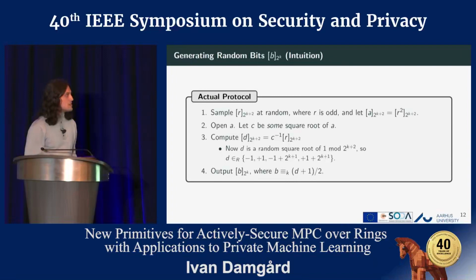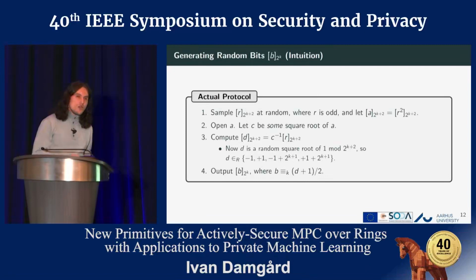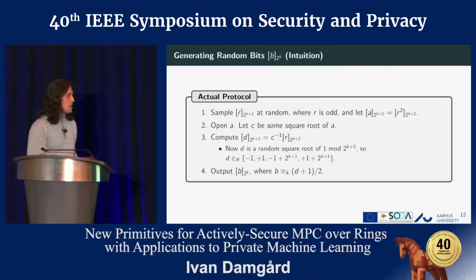But now the difference is that we have this mathematical theorem which says that if D is a square root of 1 modulo 2 to the k plus 2, then maybe D is not minus 1 or plus 1, but it's not so far from that. So it's minus 1, plus 1, or minus 1 plus 2 to the k plus 1, or plus 1 plus 2 to the k plus 1. In particular, if you take modulo 2 to the k plus 1 of D, then you end up with something that is indeed minus 1 or plus 1, because these terms just go away.